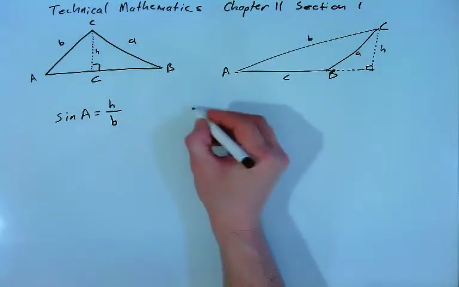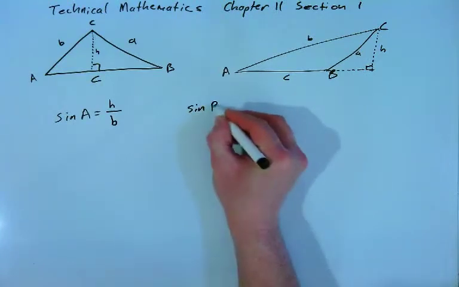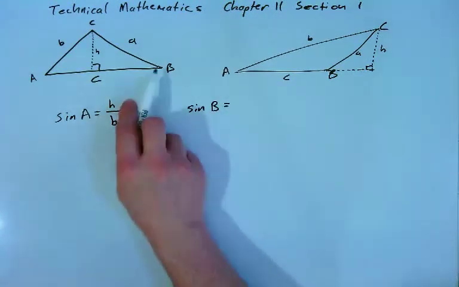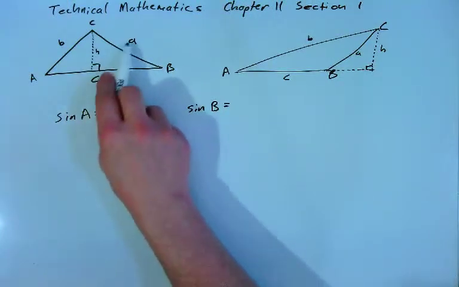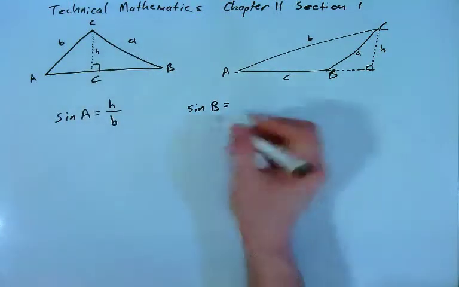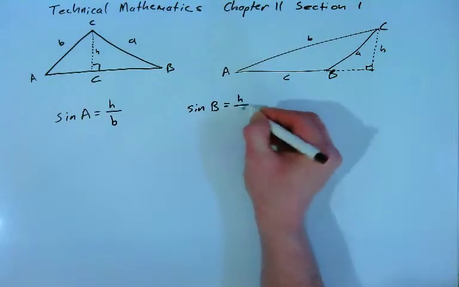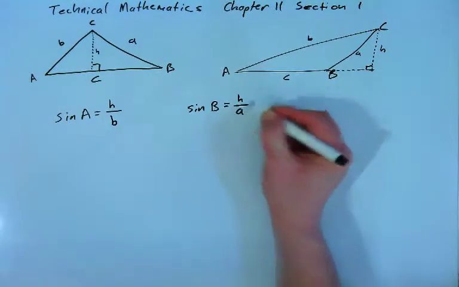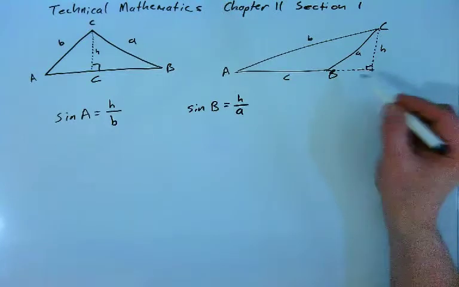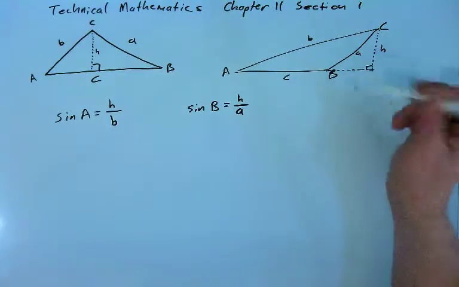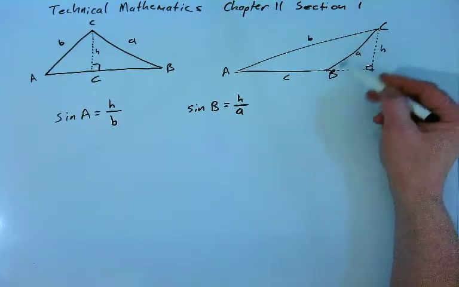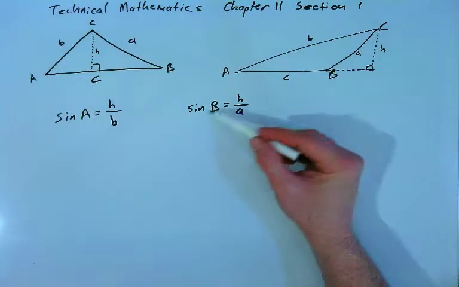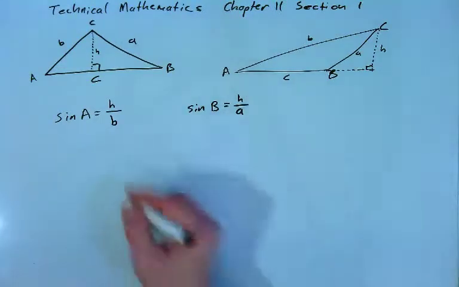And if we look at angle B, the sine of angle B again is the opposite over the hypotenuse. In the acute triangle, the opposite is H, the hypotenuse is A, that's opposite the right angle. So the sine of B will be H over A. And the same thing in the obtuse triangle. If we look at angle B, which is this angle here, the opposite side is H, the hypotenuse for this triangle is A. And so sine B will be H over A.